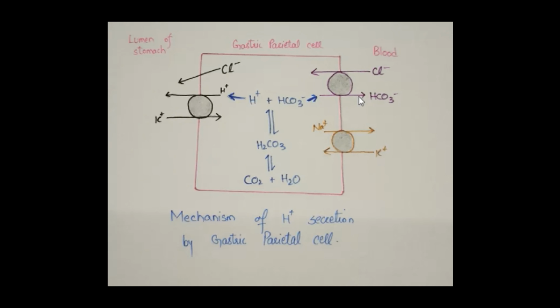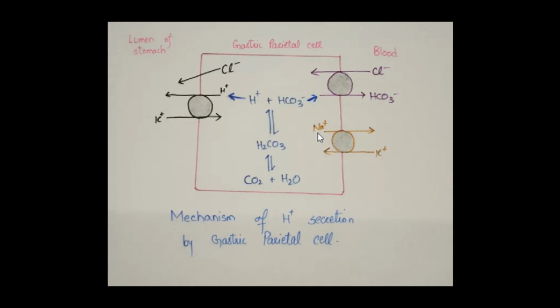On the other end, the bicarbonate is moved into the blood by the chloride-bicarbonate ion channel, and this chloride, which is moved from the blood towards the gastric parietal cell, moves through its own separate channel towards the lumen of the stomach, and eventually the combination of H positive and chloride ion produces hydrochloric acid within the lumen of the stomach. There is also another pump which is very important.